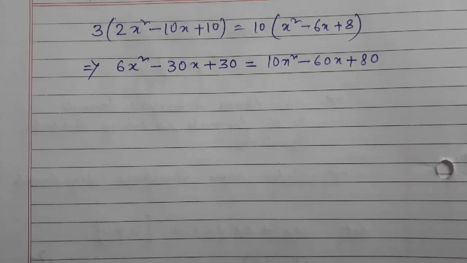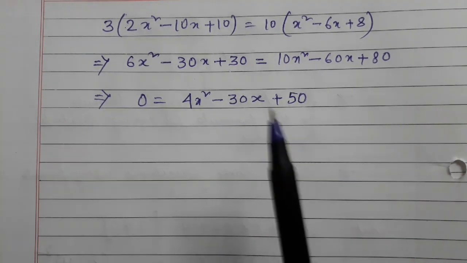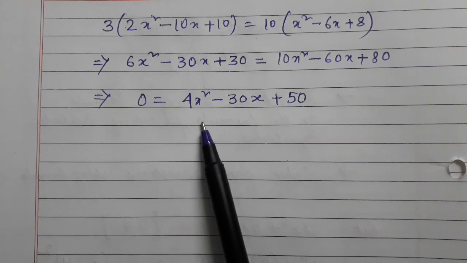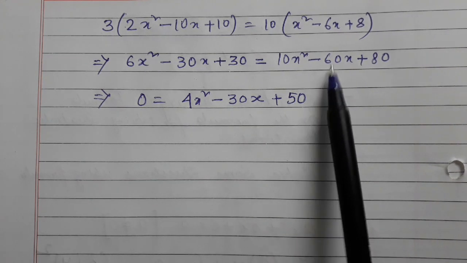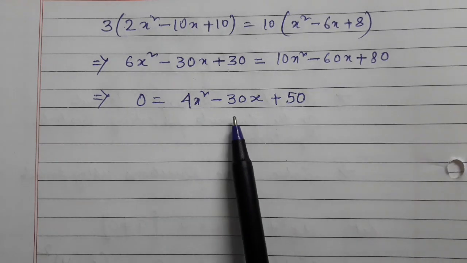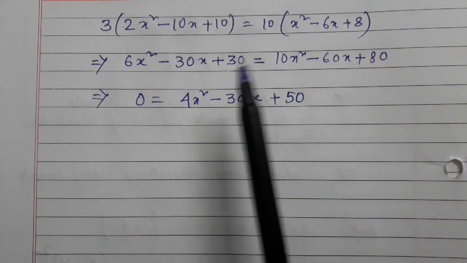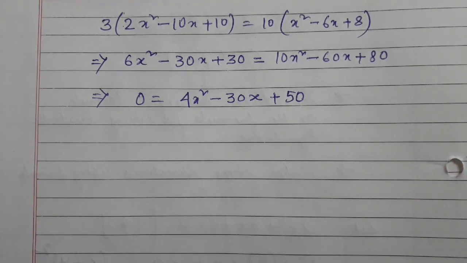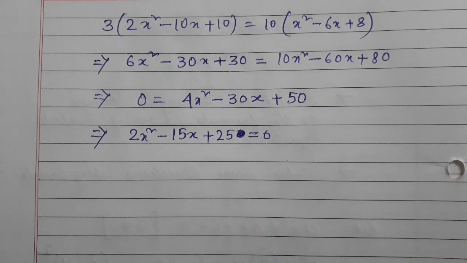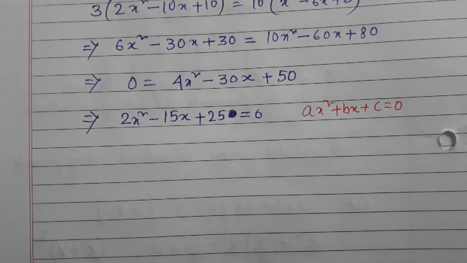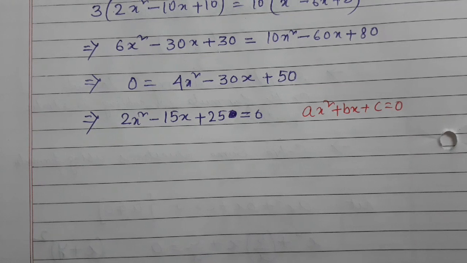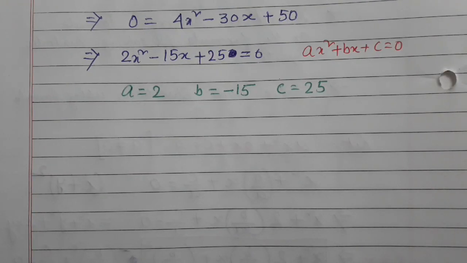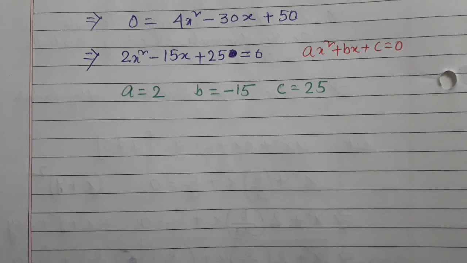Now we will put all the terms of the left hand side to the right hand side. Hence 10x square minus 6x square will become 4x square. Then minus 60x plus 30x will become minus 30x, and 80 minus 30 will become plus 50. Hence we can write 2x square minus 15x plus 25 equals to 0. Now after comparing this equation with ax square plus bx plus c equals to 0, we can write a equals to 2, b is equals to minus 15 and c is equals to 25.